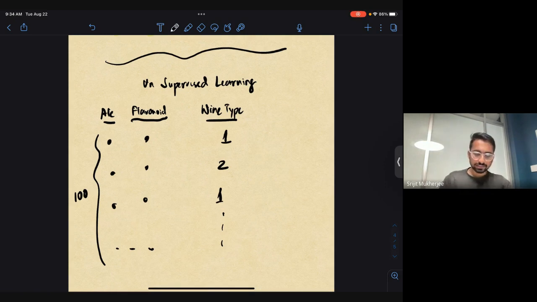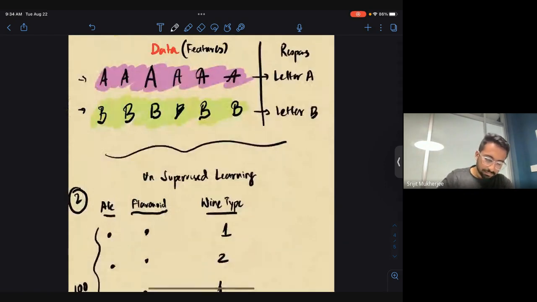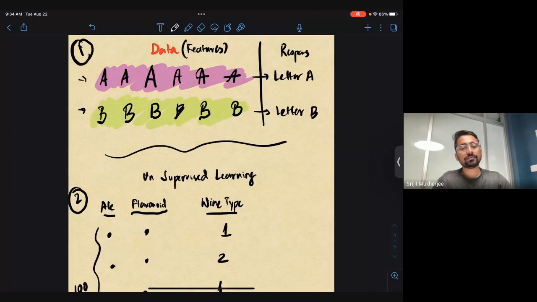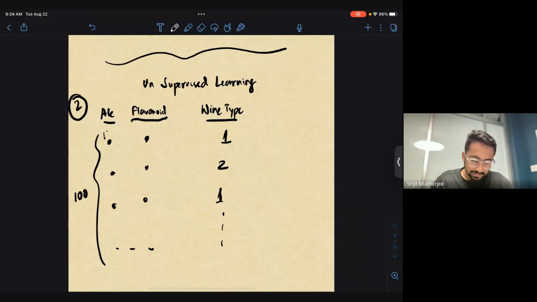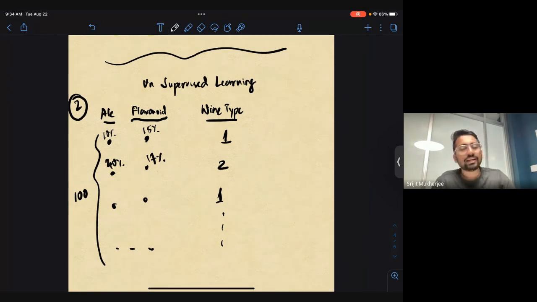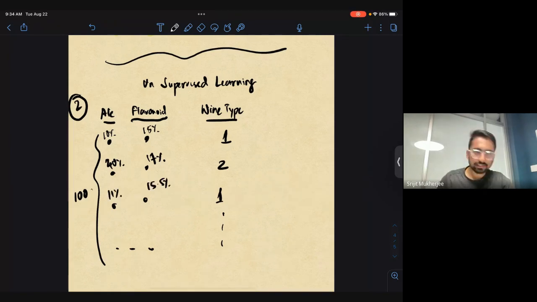Did you understand the data set, the second data set? It's the first data set example. There's alcohol and flavonoids and wine. These are different wine types. See, let's say here is 10%, here is 15%, here is 40%, here is 17%. So different wine types. The same wine type will contain similar alcohol and flavonoid, let's say 11% and 15.5%. Example.